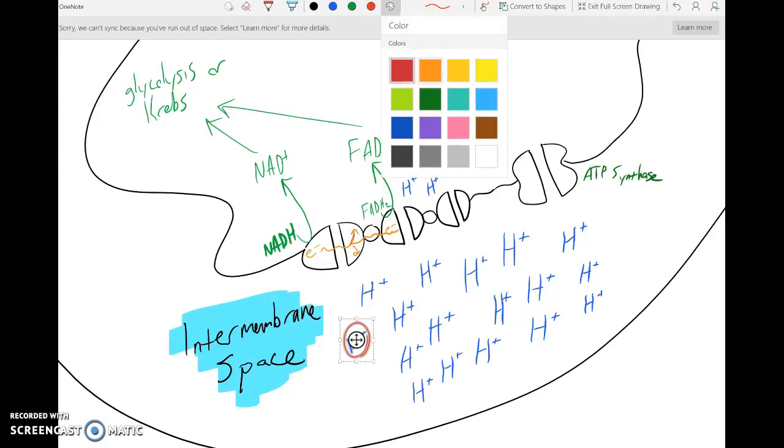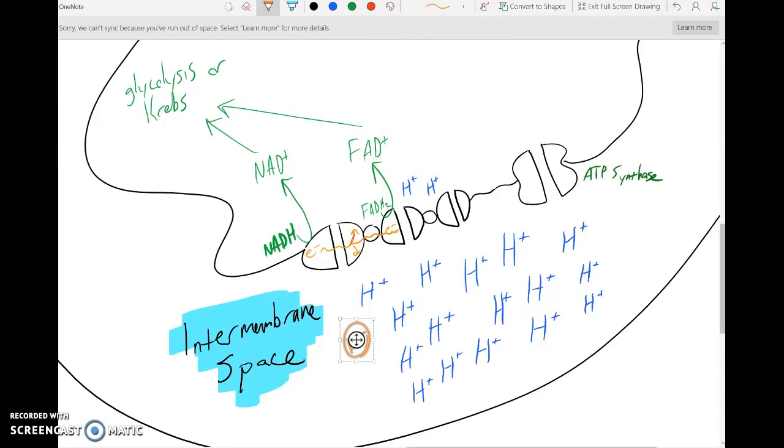Okay, the same thing is going to happen with this electron that FADH2 dropped off. It's going to give off a little bit of energy.